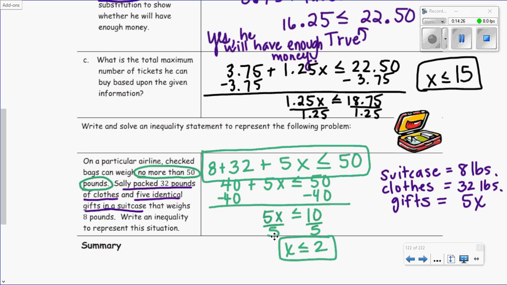Okay, we took it a step further because it really just wanted us to write an inequality, but I think it's good to see. If each gift weighs up to 2 pounds, so no more than 2 pounds, if they all weigh 2 pounds each, that would be 10 pounds plus the 32 pounds for the clothes plus the 8 pounds for the suitcase, and that cannot exceed 50 pounds.